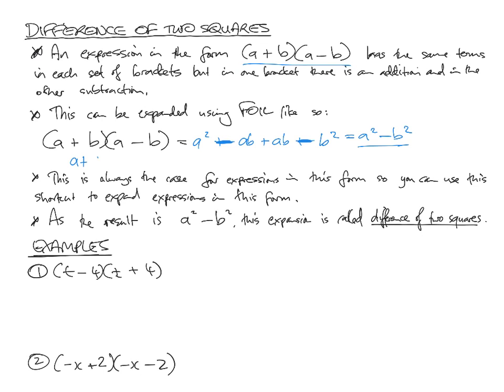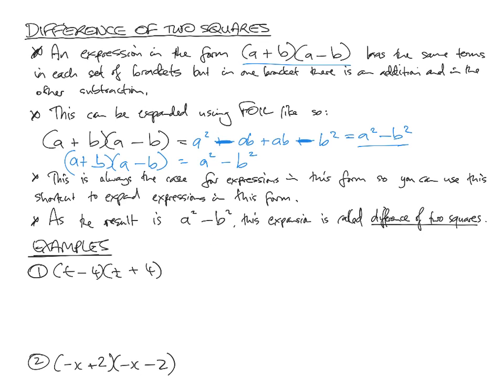If you have this situation, those two terms, added in the first bracket, subtracted in the second bracket, you can shortcut the expansion to get a squared minus b squared. That's always the case for expressions in this form, so you can use that shortcut instead of doing FOIL. Okay, you're allowed to do FOIL, but it's a step you don't need to do. You can use this expansion to get to the answer straight away.